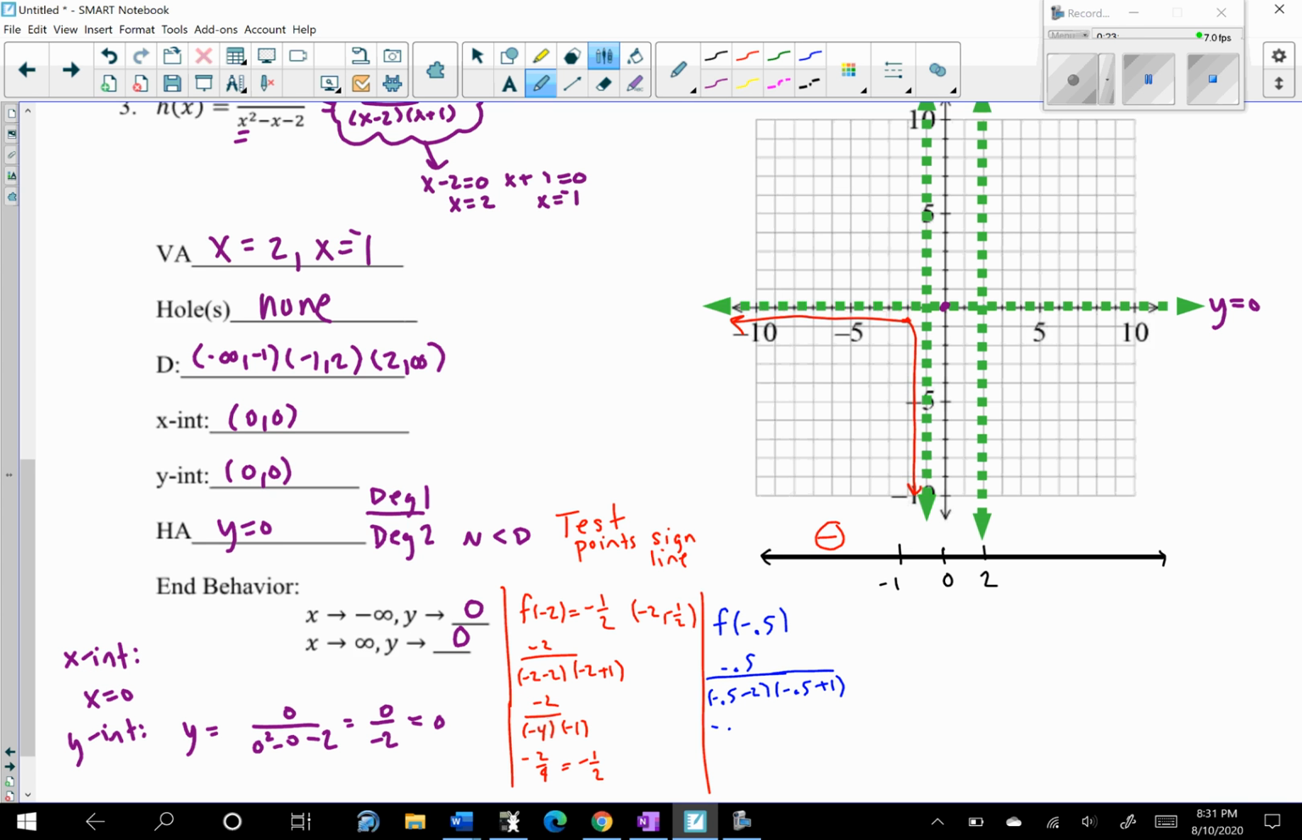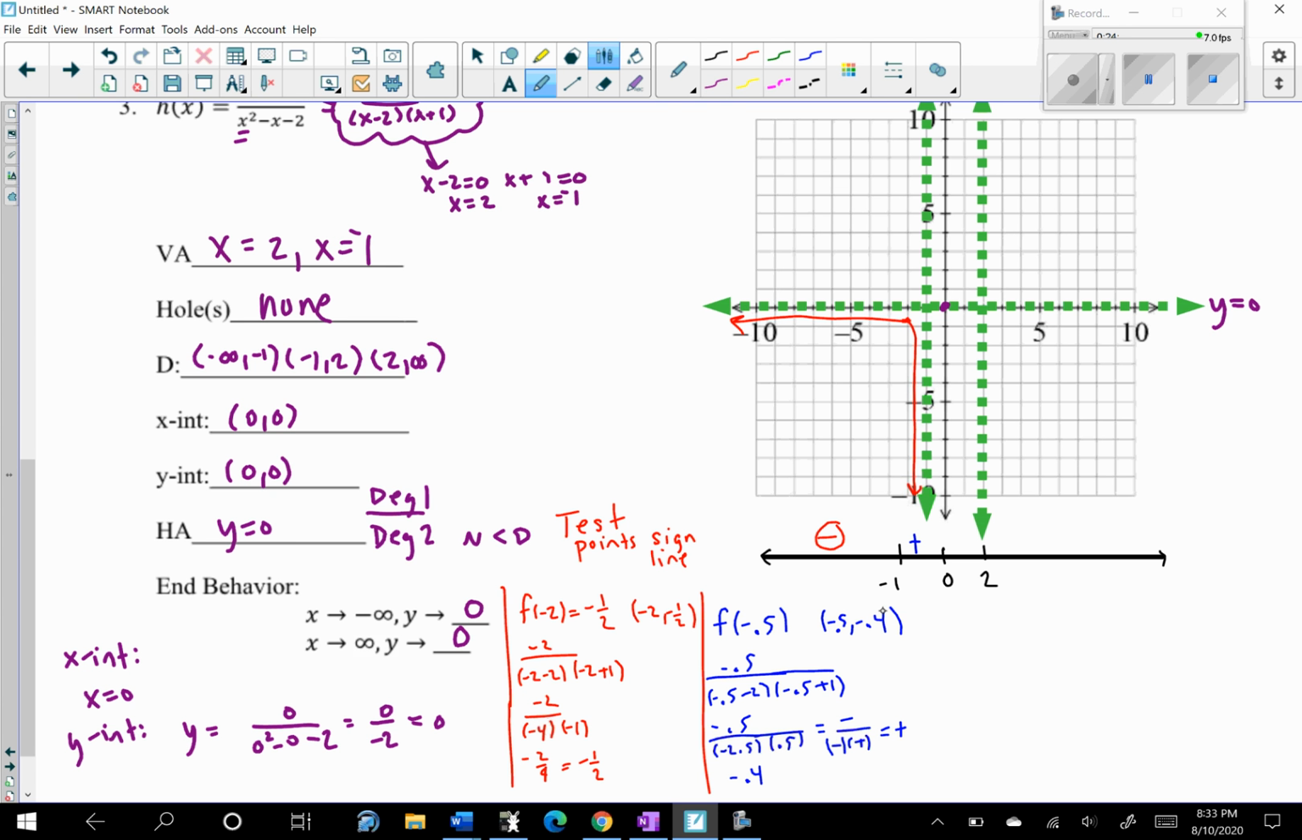So that gives me -0.5 over -2.5 times 0.5. So if you don't know how to do this without your calculator, that's okay, because really we're just concerned about the signs. So if you just look at the signs, we have a negative over a negative times a positive value. So negative divided by a negative means that this is going to be positive. So I know that this one is going to go in the positive direction. Or if you were to actually compute this out, you would get -0.4. So that tells me the point is at -0.5, -0.4.